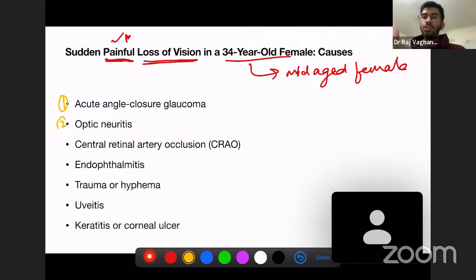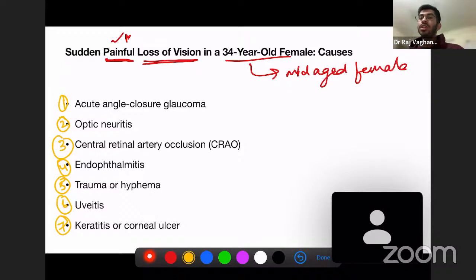The second cause is optic neuritis. The third cause is central retinal artery occlusion. The fourth cause is endophthalmitis, then trauma or hyphema. The sixth cause is uveitis. The seventh cause is keratitis or corneal ulcer. So these are the 7 most important causes for sudden painful loss of vision in a mid-aged female.